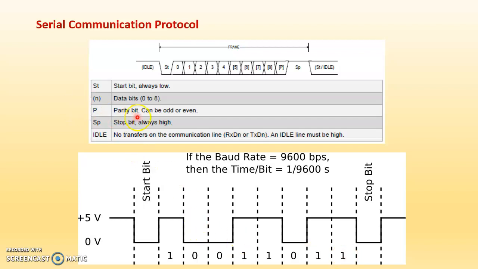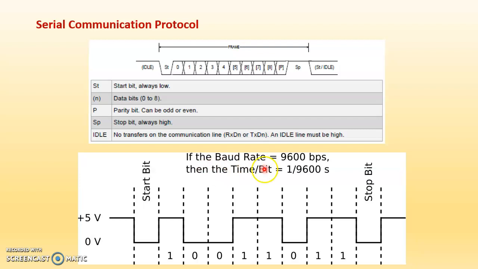Then there will be a parity bit, it can be odd or even. So it basically indicates the last character or last bit, so that it will show if it is odd numbers or even numbers. Then stop bit, which is always high, and the idle bit, so there will be no transfer between the lines. So this is how the data will be transmitted serially. These are the bits which are available: start bit, stop bit, and the data bit, which are the important things.